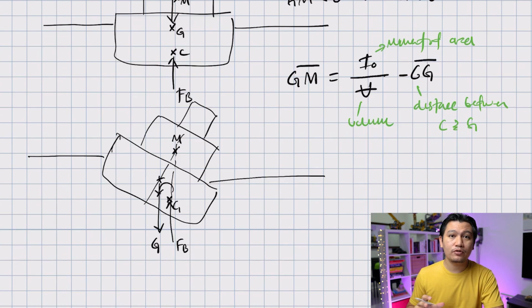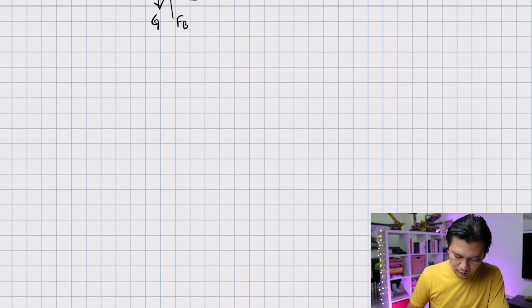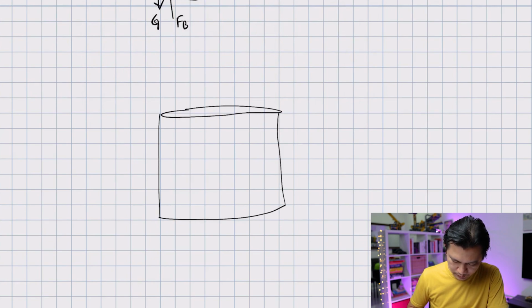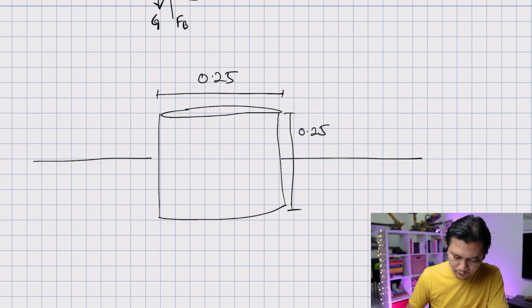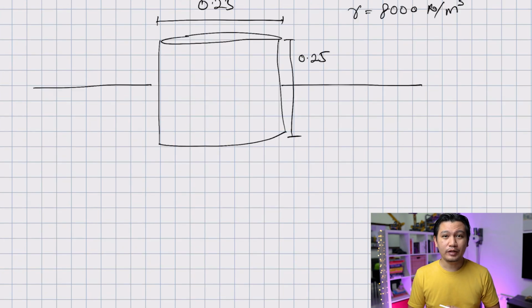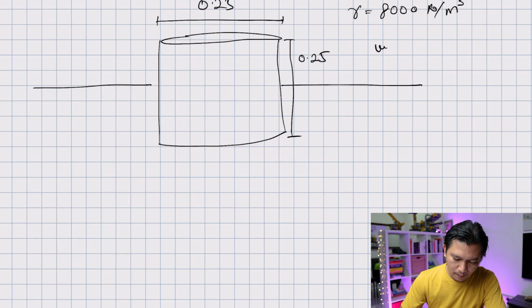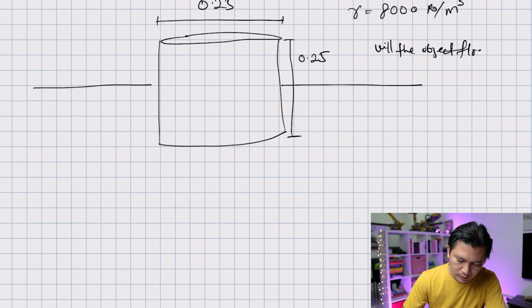And in order to show you how to use this equation, let's work on an example. Let's say you have a cylinder, and this cylinder floats on water. And this is your water line. The diameter of this cylinder is 0.25. And the length of this cylinder is also 0.25. And also the specific weight of the cylinder is given as 8,000 Newton per meter cubed. Now the question for you is very simple. Will the object float upright?